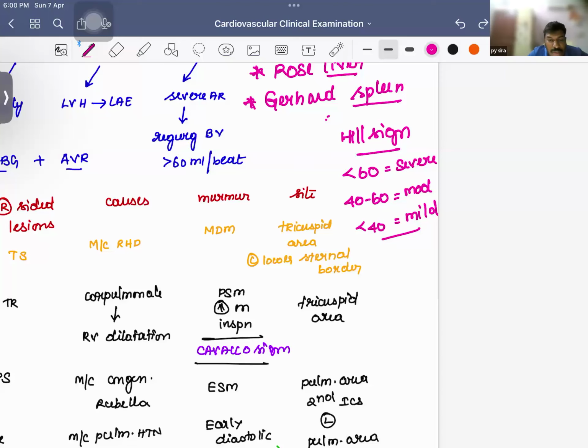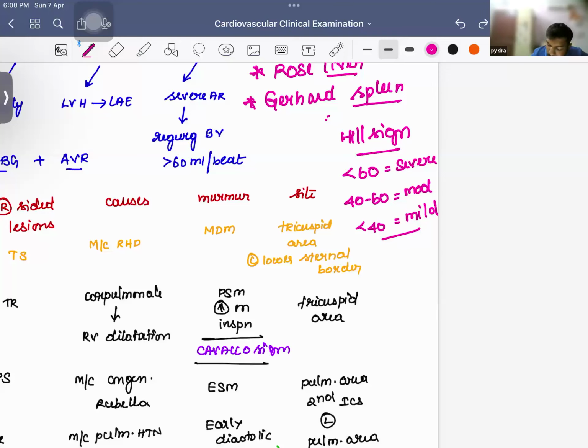So this is about the aortic regurgitation features, and these features are very, very important for your exam. It is something that can be asked in your exam. You should not go to the exam without knowing this.